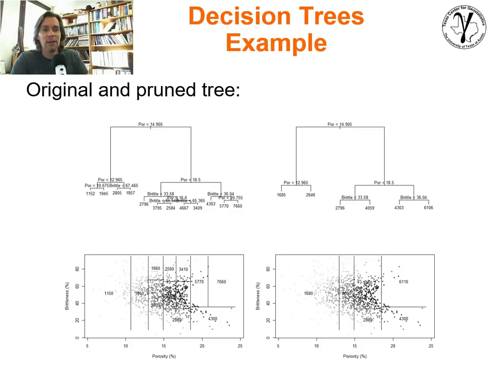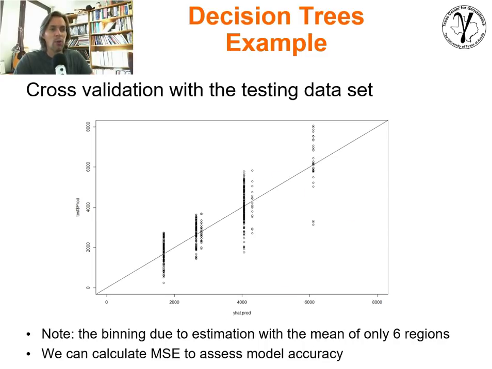Well, if you make a choice to prune it back to 1, 2, 3, 4, 5, 6 nodes, you get 6 regions now. So we took that original tree and pruned it back, and this is the model we now have: the unpruned original tree with 12 nodes, 12 regions, and the pruned tree with 6 regions, which is the resulting model. And we can go ahead and do some type of cross-validation with the testing data set. We can just check and see how our predictions look.